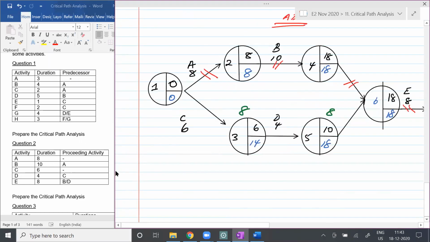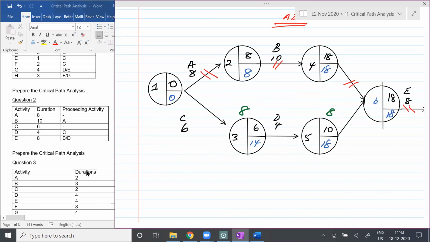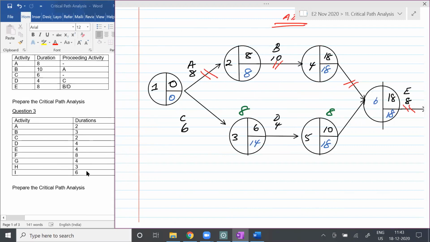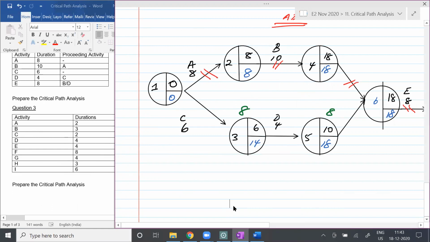Fine. Can we come to the bigger one? This is not tested in the exam, the bigger one. But shall we do it for our understanding purpose, Mauni, Malit, everyone? Can we start doing? Okay.